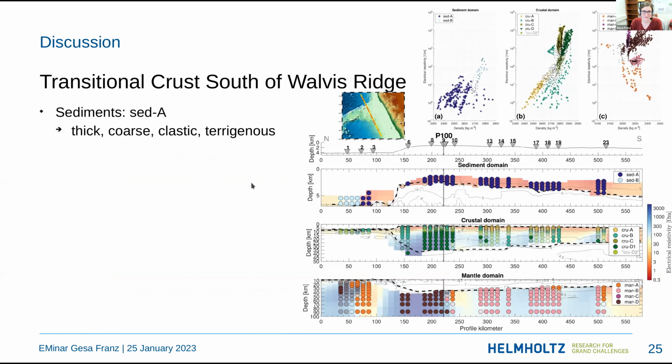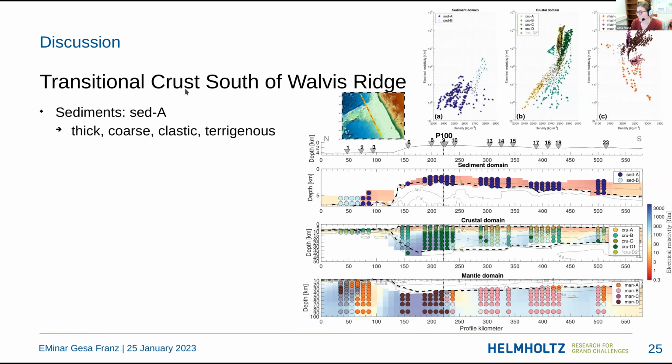Now, finally, we get to my favorite part, where we can actually ascribe the defined clusters to lithology. To do that, we will go along the margin from south to north, following the successive opening of the South Atlantic. I'll start with the transitional crust south of Walvis Ridge, and in these domains, I will always go from top to bottom through the interpretations.